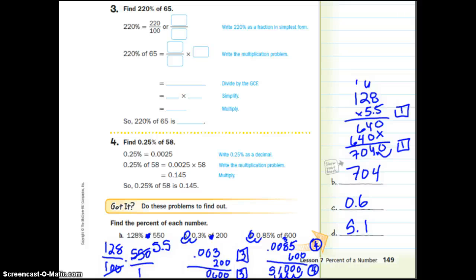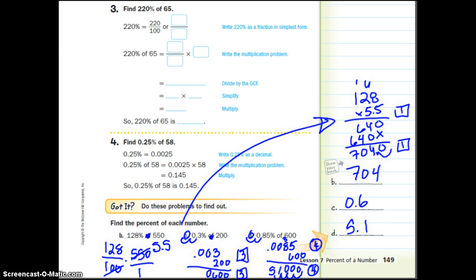In problem number B, I decided to simplify a little bit and then multiply. And I multiplied over here. Again, it's all about being careful. And I know that 100% of 550 is 550, and then 28 is a little bit more. So I know my answer is somewhere between 6 and 700, and I got 704. So again, my answer is logical. Always look at your answer and make sure it makes sense.